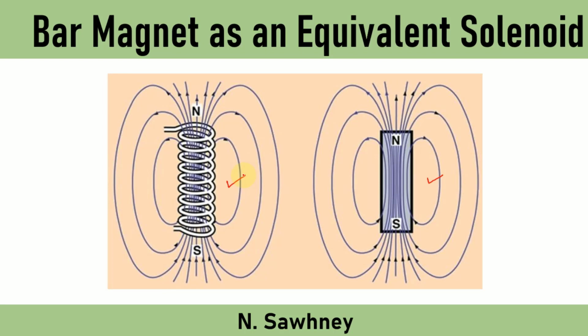So here in this video we will find the axial magnetic field of a solenoid, and then we will see it is similar to the axial magnetic field of a bar magnet. Let us start.